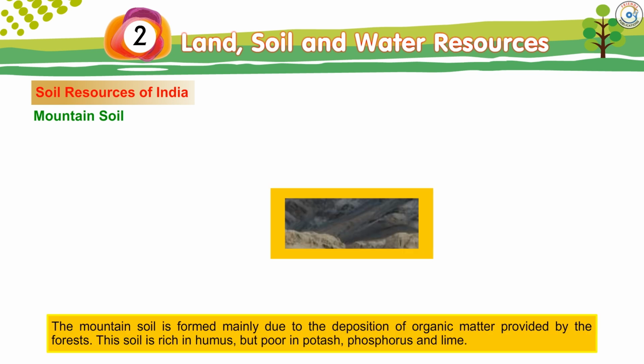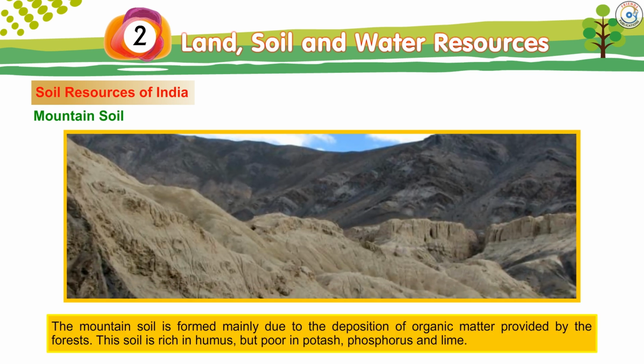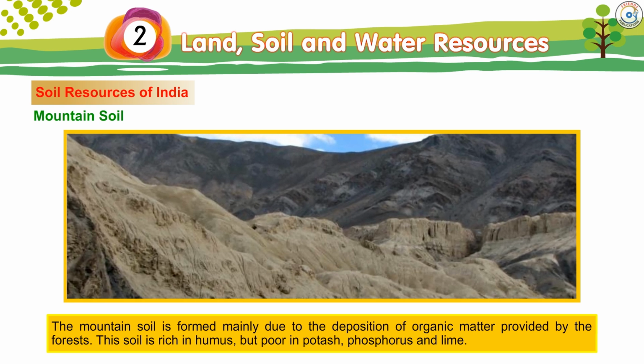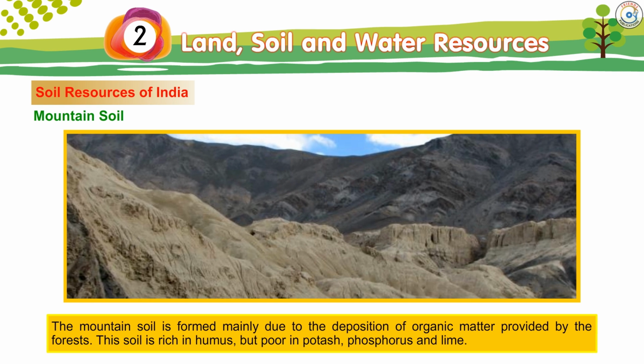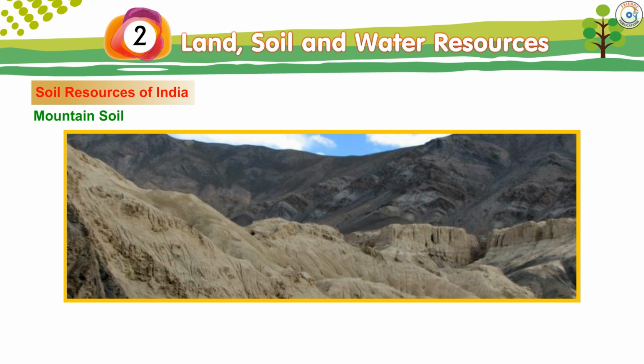Mountain soil. The mountain soil is formed mainly due to the deposition of organic matter provided by the forests. This soil is rich in humus, but poor in potash, phosphorus, and lime. It is heterogeneous in nature and varies from place to place. The mountain soil is sandy with gravel and it's porous. It is suitable for tea, coffee, and spice cultivation.